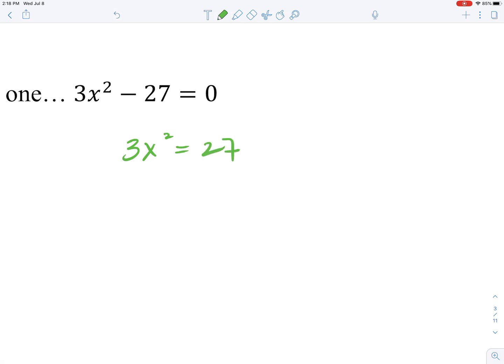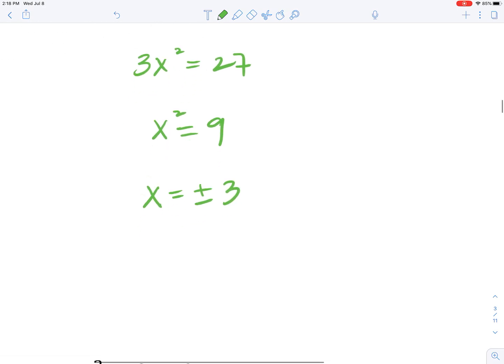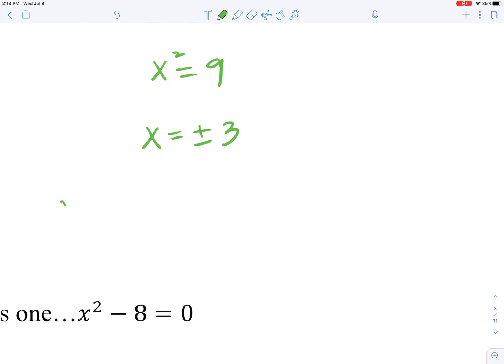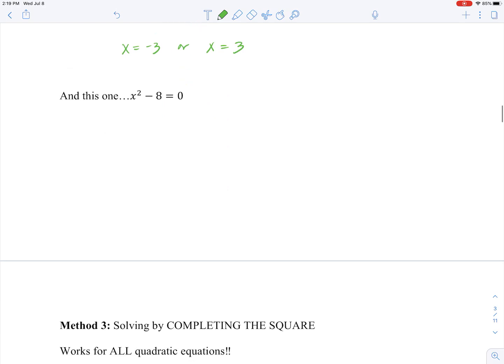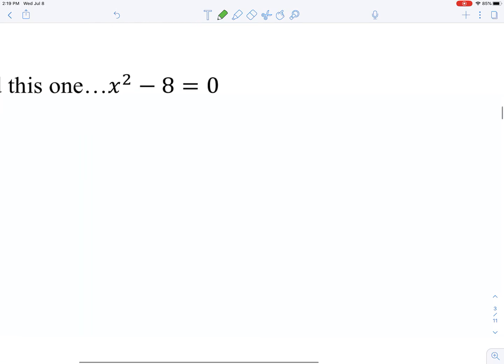Okay, and then let's do this one. We need to isolate the x squared. So we're going to add 27. I'll do this in multiple steps. You might not need to. I'm going to add 27 to both sides of the equation. It's an addition property of equality. And then I'm going to divide by 3 on each side of the equation. So I get x squared equals 9. So x equals plus or minus the square root of 9, which you all know is 3. And remember, that separates to be two different solutions. So x equals negative 3 or x equals positive 3.